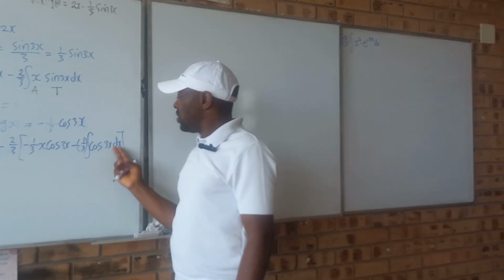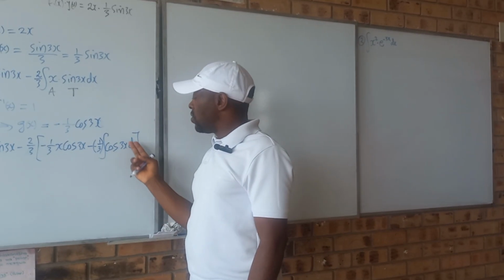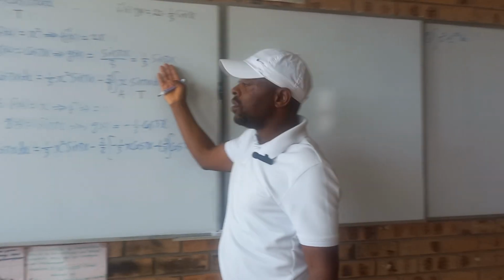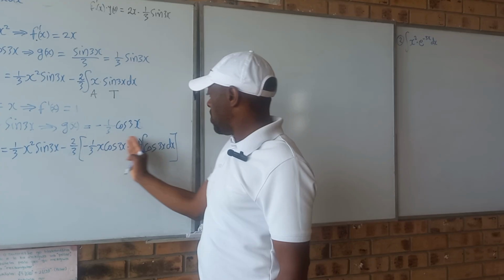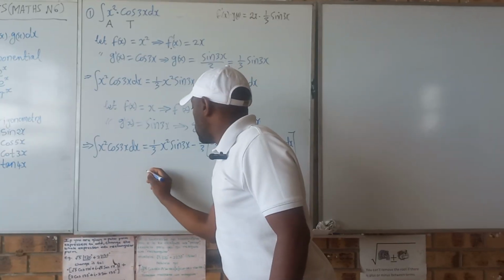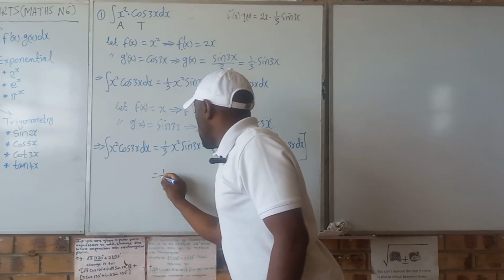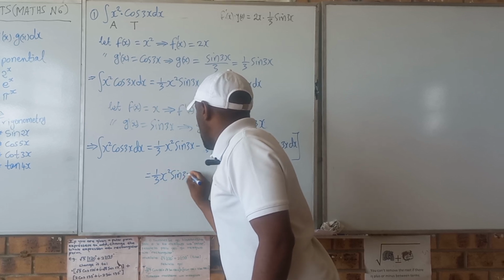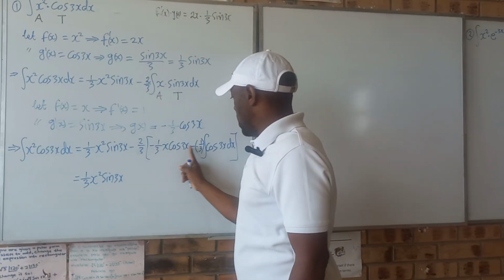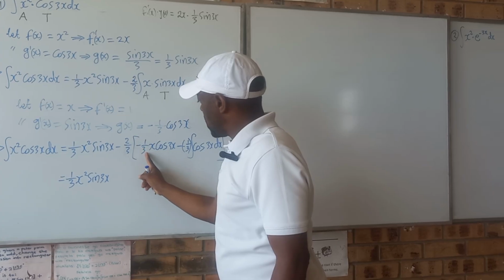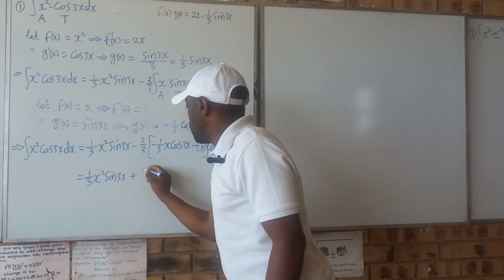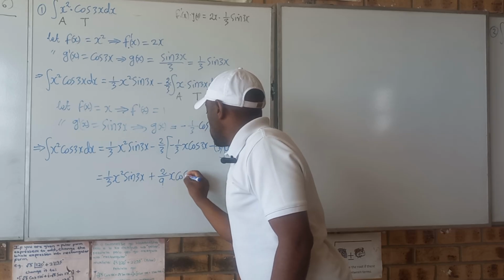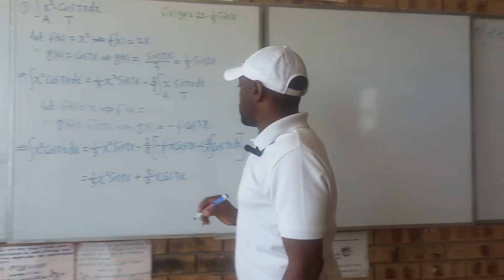So looking at this, it is no longer a product. So all I need to do is integrate this, which is like moving from here to there. So I can now open my last bracket while integrating also. So I'll get my 1/3 x squared sine 3x. If I open this bracket now, negative 2/3 and negative 1/3 give me positive 2 on 9 x cos 3x.